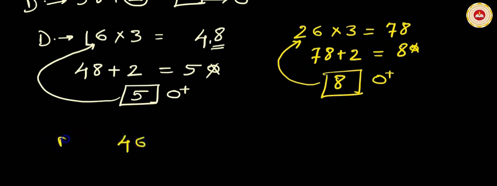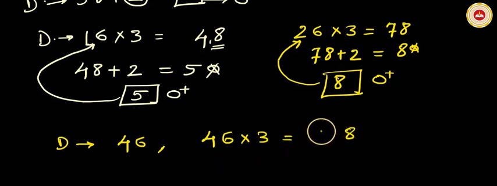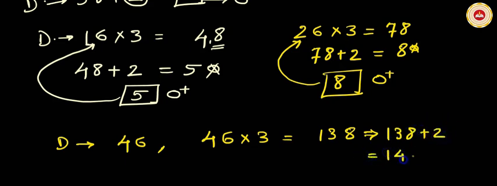46. Divisor is 46. What to do? Just multiply this 46 by 3 to get such a number which contains 8 in its units place. 3 6s are 18, 3 4s are 12 plus 1, 13. Correct? Now to this 138 add 2, you get 140. Okay, neglect this 0 and write 14 only.